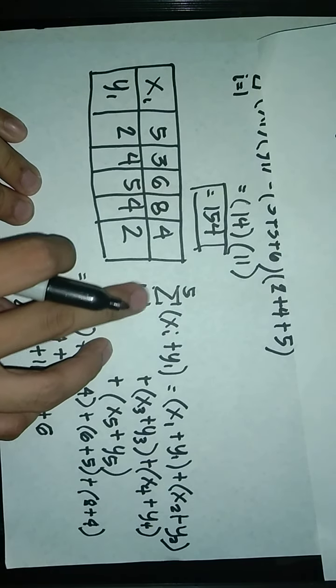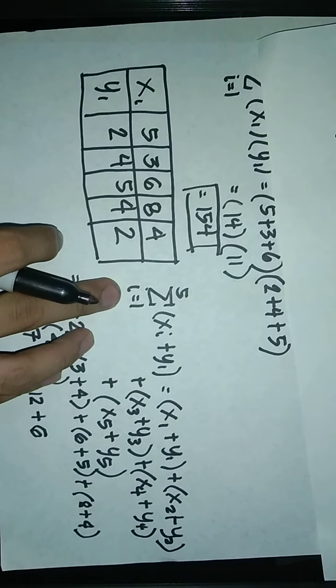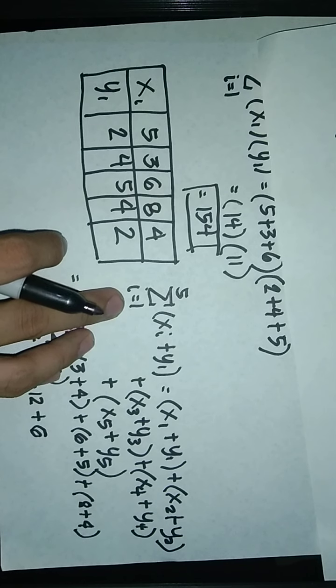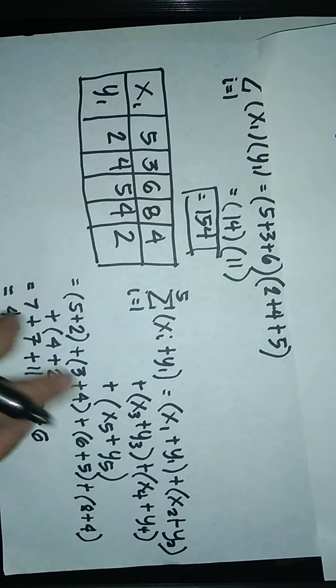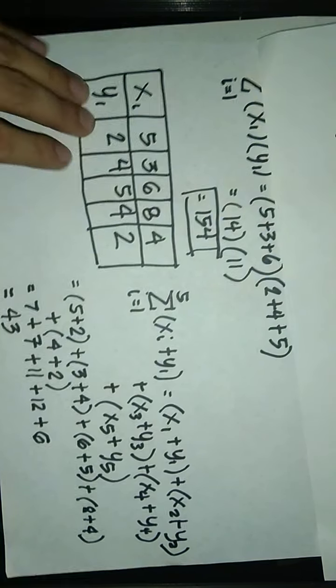So, when we have the summation of x sub I plus y sub I, where I is equal to 1 to 5, ang makukuha natin sagot is 43. Okay. Let's have another problem.